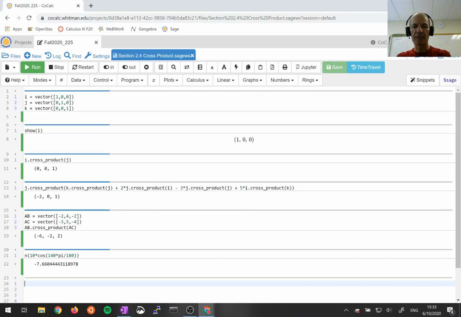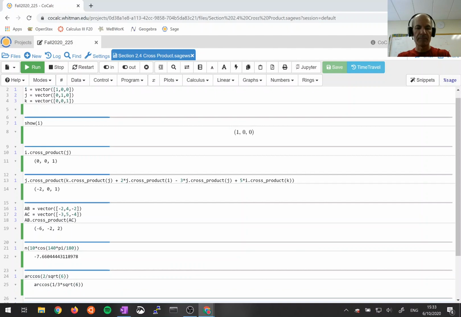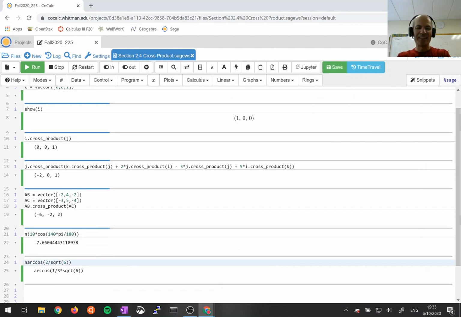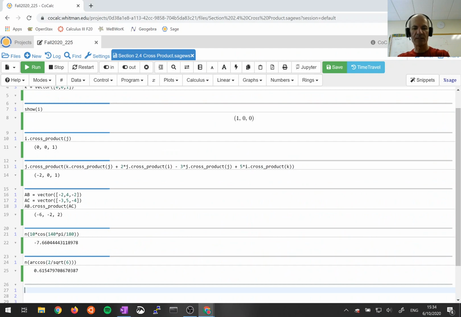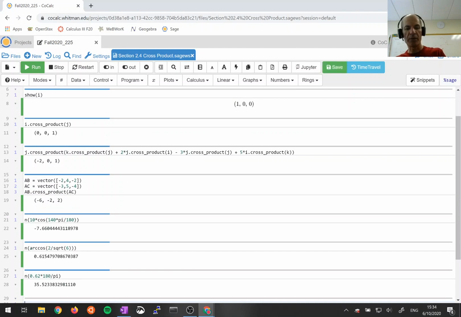And maybe we can hop over to Sage one last time and ask ourselves, what's the arc cosine of 2 over the square root of 6? And once again, it doesn't want to give it to us in decimal form, so we're going to force it by putting this N function around it. And I get 0.615, so that's 0.62 radians. That's approximately, let's go back to Sage and figure out what that is, 0.62 radians times 180 divided by pi. We get about 35.5 degrees.